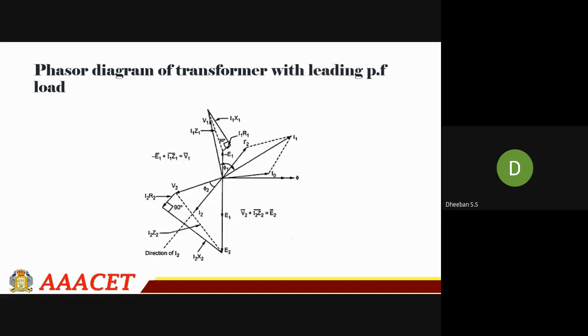Okay. So next is coming to your leading power factor. Here in the leading power factor, your load will be a capacitive load. So here you can see your current will be leading your voltage. So it is predominantly clear that your voltage will be lagging behind your current. This is for your capacitive load. Okay. So all other things will be more or less the same. The only difference will be coming for your I2 and your I0. So based upon this, your I0 value will be increasing or decreasing.